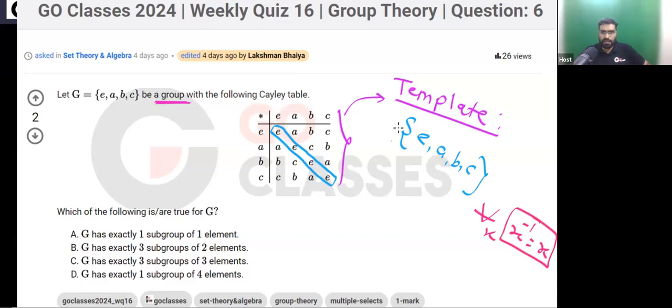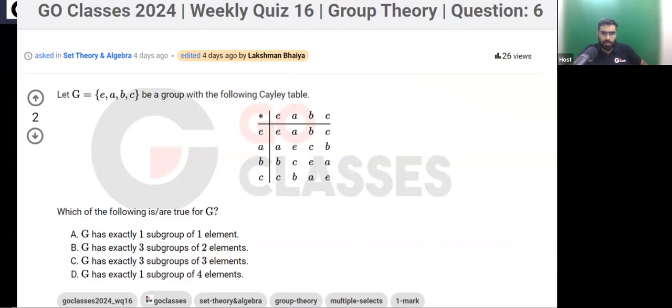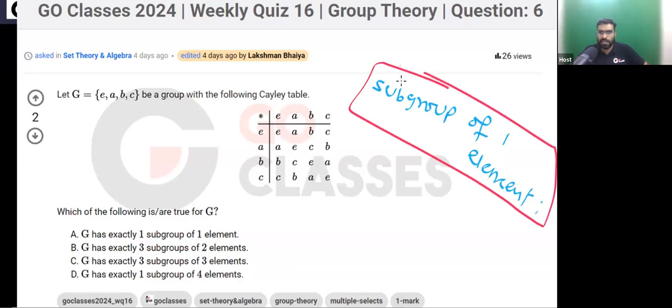Now, in this template, the question is asking, G has exactly one subgroup of one element. How many subgroups of one element are there? Tell me. I want to create a subgroup of one element. Can I create this, A? Can I create this subgroup?